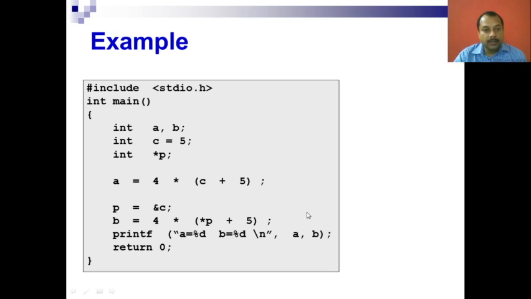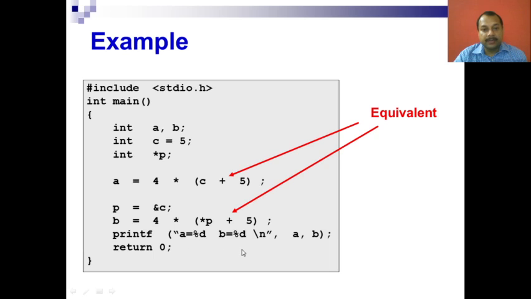Now p equals ampersand c. If I write that one, then in order to access the content of c, I can write star p. Just in the previous slide, I demonstrated that one. So when I say b equals 4 multiplied with star p plus 5, then this star p is nothing but this c. So they are equivalent, this c and star p. When I print a and b, I will have the same value, a and b both are 40.